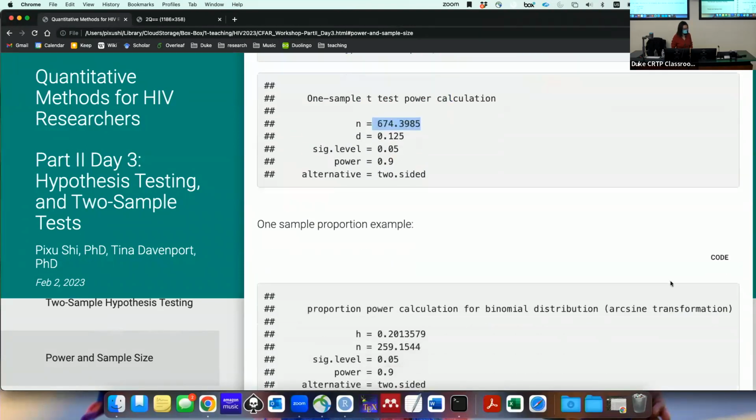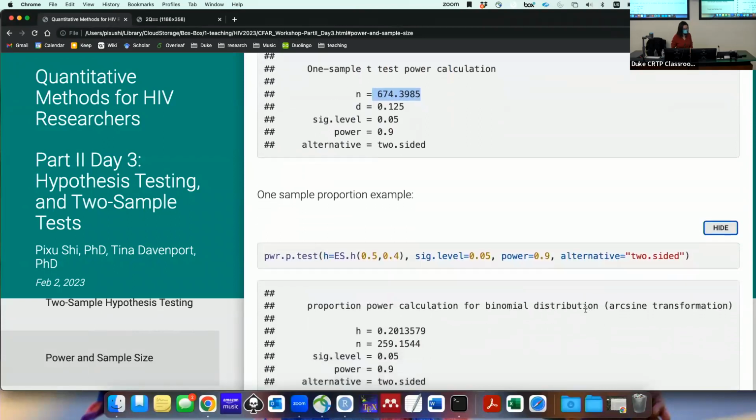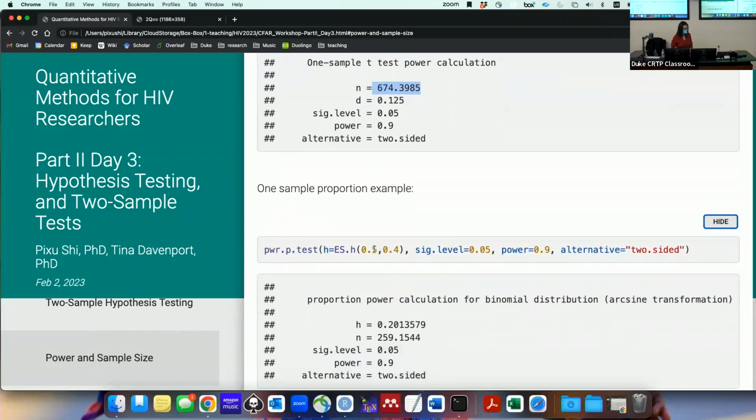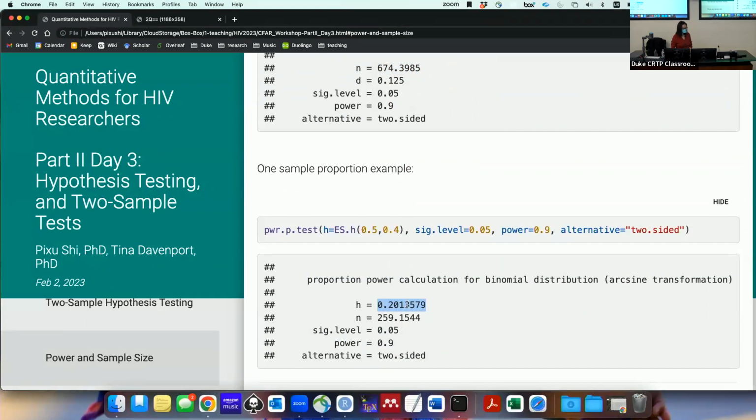And if you want to do the proportion test, the 2 proportions need to go in this function to calculate the effect size. So you do not put in the effect size as 0.5 minus 0.4. This function will translate the 2 numbers, the null and the alternative, into an effect size here. So this is actually the effect size that's calculated, and the sample size corresponding to it.